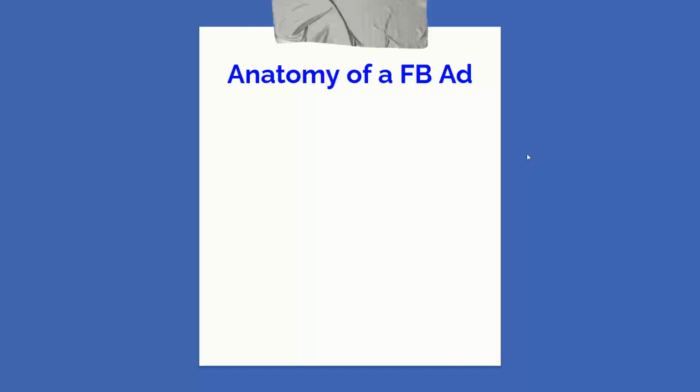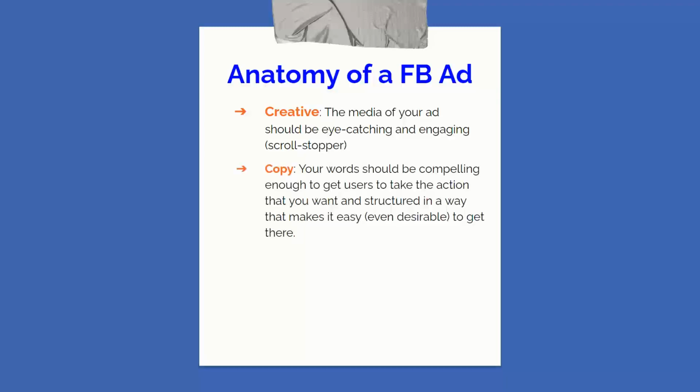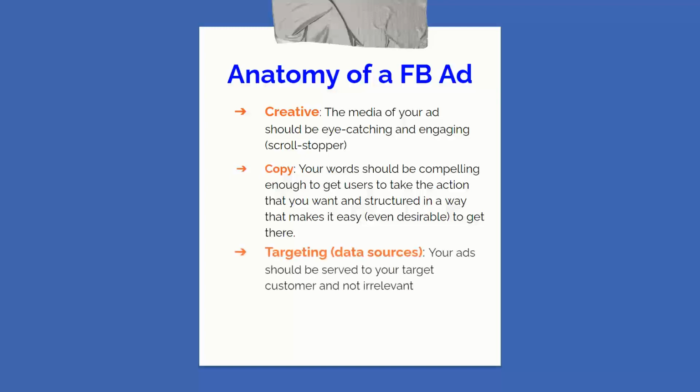So there are 4 areas of your ad that need to be exceptional in order for it to be successful. The first one is creative, which is the photos or videos that go into your ad. The second one is copy, which is the text that accompanies the creative. This text is in your headlines, it's in the captions, and it's also in the landing page where you're directing your traffic. The third one is targeting.